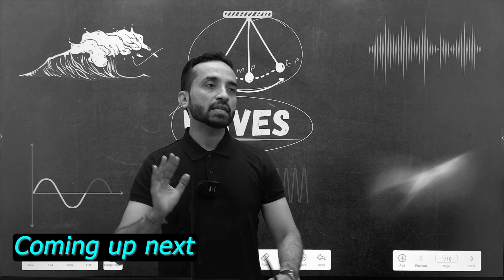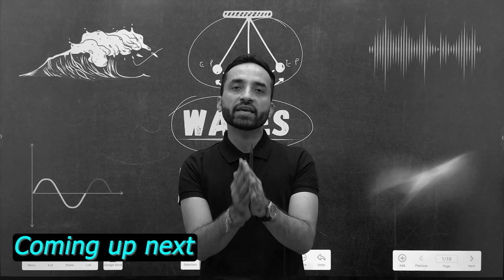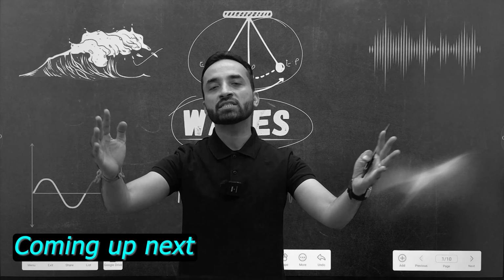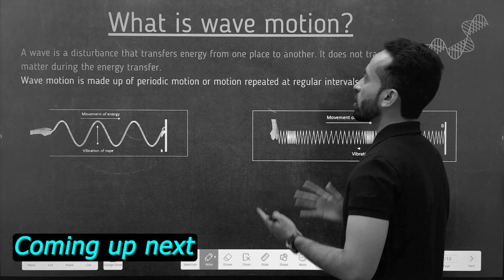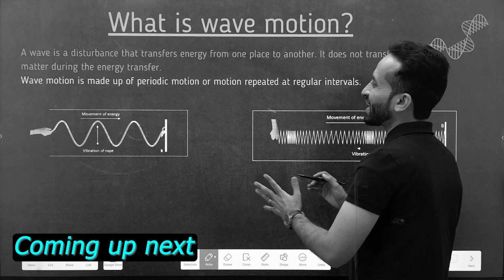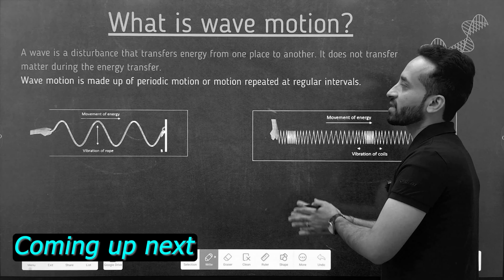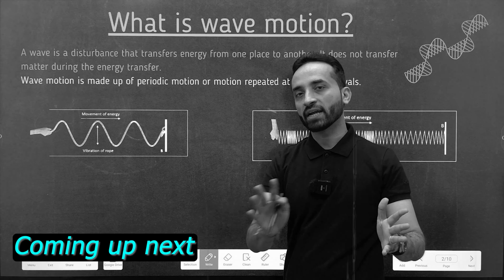Wave is basically propagation of energy. Let's keep it very simple. Wave is propagation of energy or momentum. Let's talk about, what is a wave motion. So a wave is a disturbance that transfers energy from one place to another. It does not transfer matter during the energy transfer, right, students?